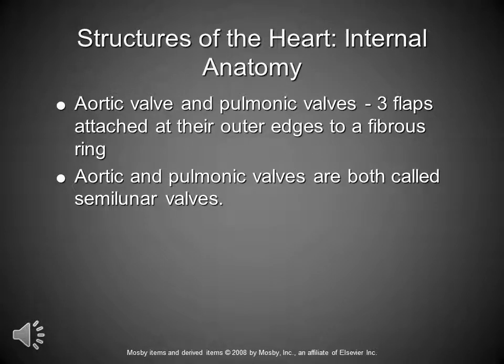The other two valves, they are the aortic valve and the pulmonary valve, also sometimes referred to as the semilunar valves. Each of these has three leaflets. They are attached once more at the outer edges to a fibrous ring around the vessel, and they are going to prevent blood flow out of the major vessels, the pulmonary trunk and the aorta, back into the heart, make sure that blood continues one-way traveling out of the heart itself.